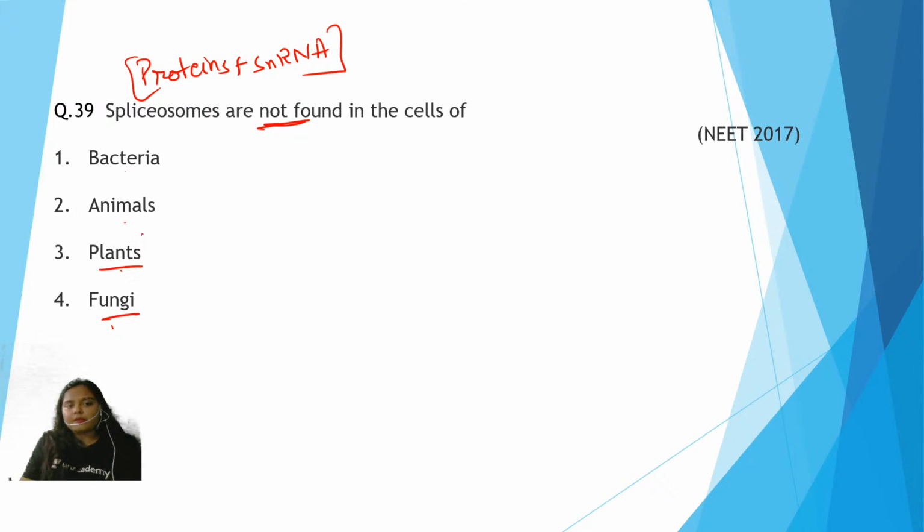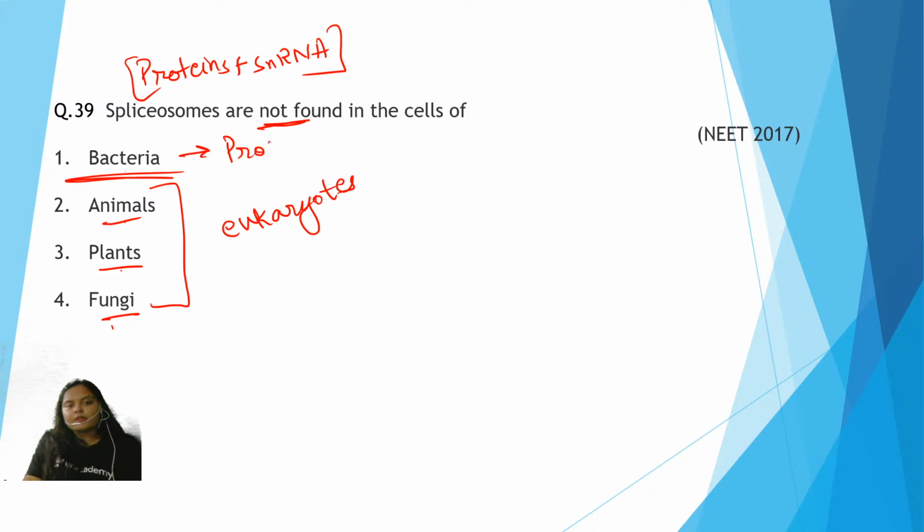So fungi, plantae, animalia, all these three different examples come from the eukaryota. Okay, they are all eukaryotes. Only bacteria is the member here which is prokaryotic in nature, and we know in bacterial cells splicing does not take place. Bacterial RNA contains only the functional parts. So the right option is option number 1.